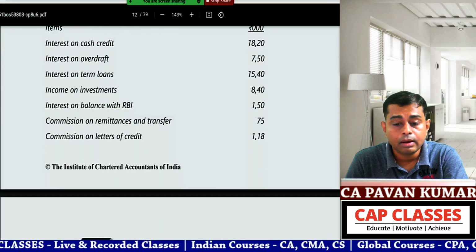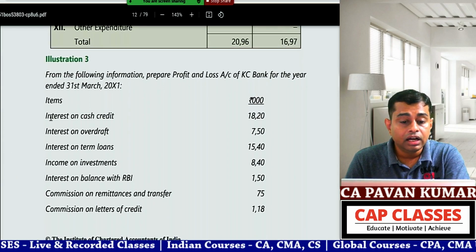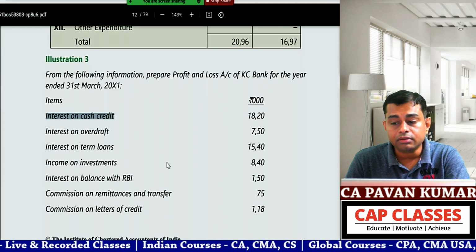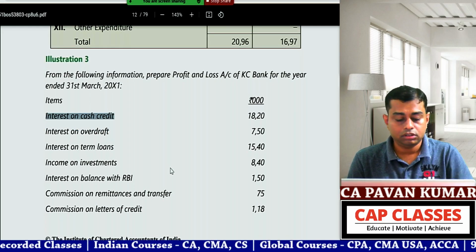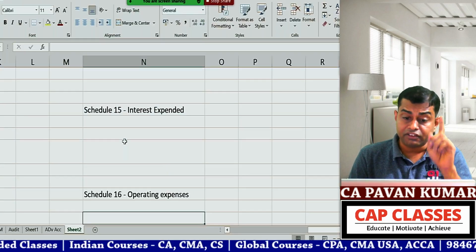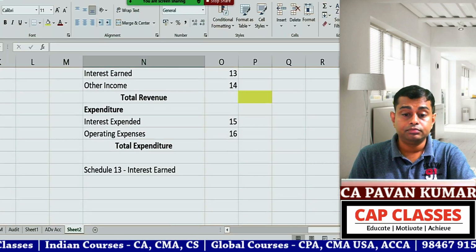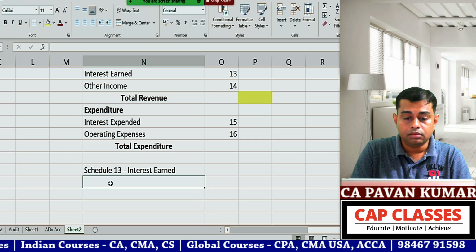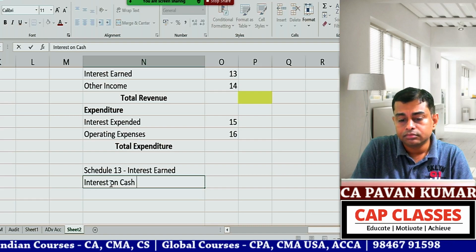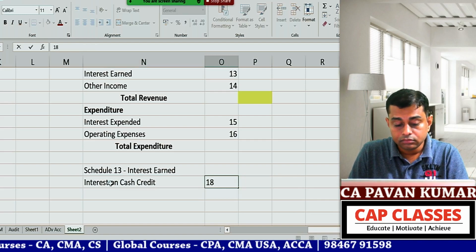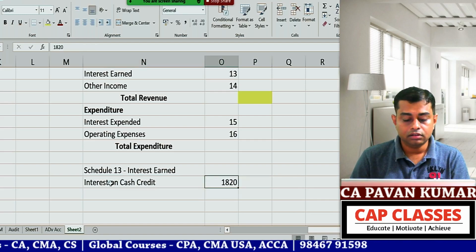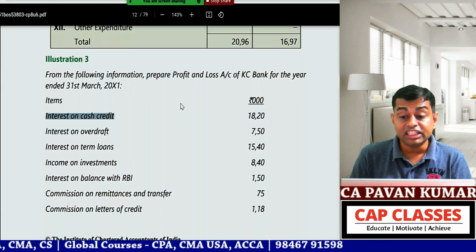Now, interest on cash credit, where will you write? Interest earned, schedule 13. So for interest on cash credit, one adjustment will come. I am telling you before only. Interest on cash credit, how much? 1820. One adjustment will come. What is the adjustment, you know?